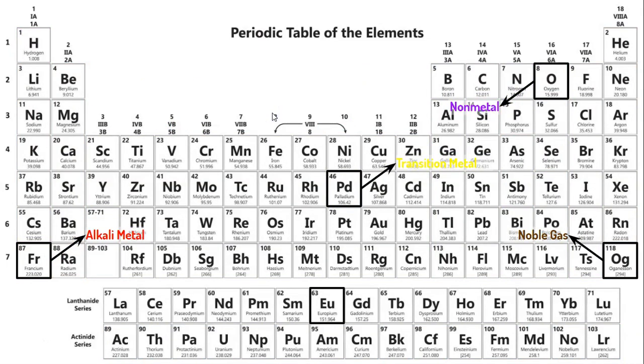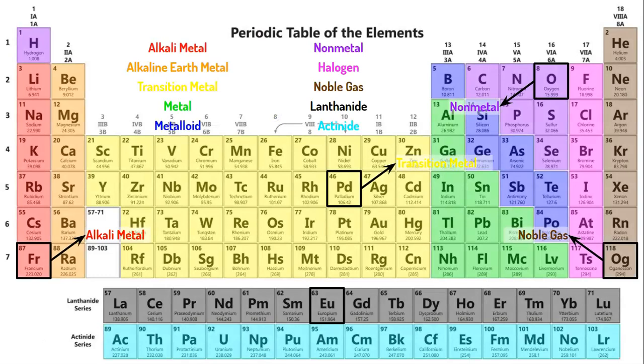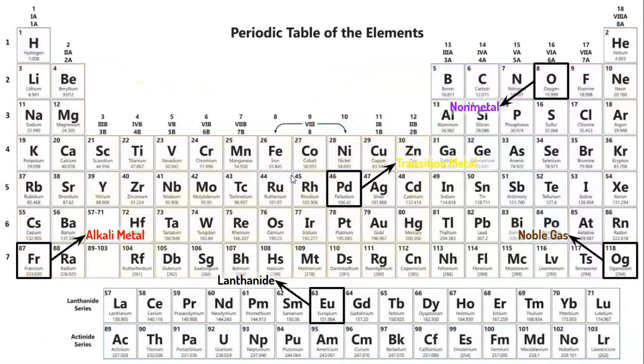And then now we have europium. Europium is highlighted as black, so we know that that element is a lanthanide, and that's its characteristic group. And that's how you'll figure out different elements and what group they're part of.